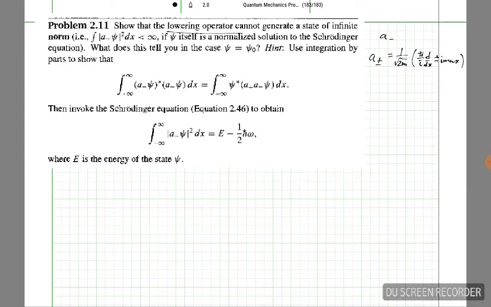So the lowering operator lowers it one rung down that energy ladder. So we have an energy ladder. If I apply A plus, my energy goes up a level. If I apply A minus, it goes down an energy level. If I'm in ground state energy, psi naught, ground state, I can't go any lower. So if I try to apply the lowering operator to it, I can't go any lower because I have a finite bottom of my energy well.